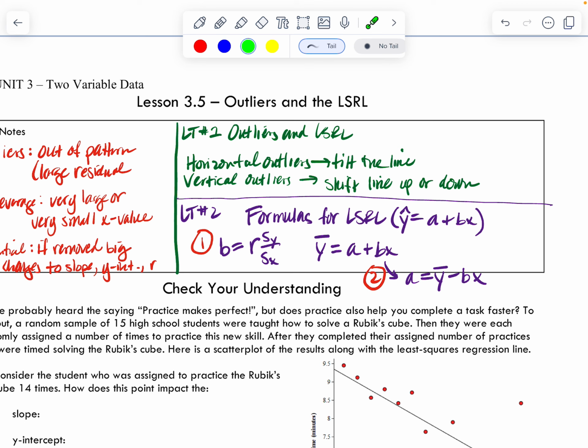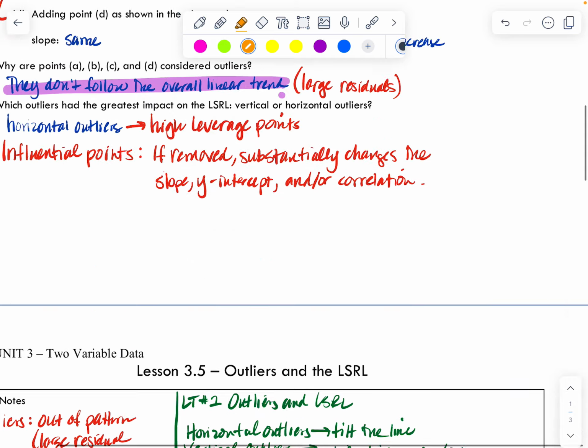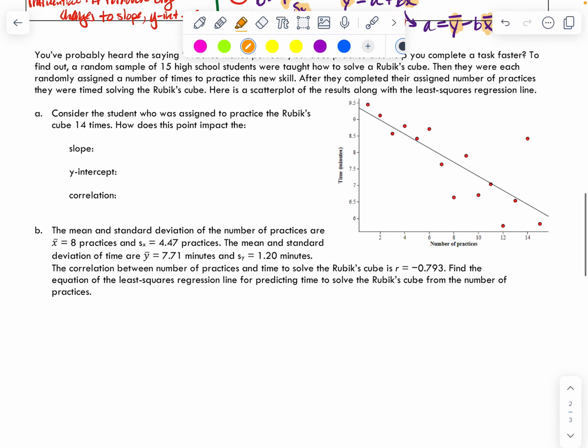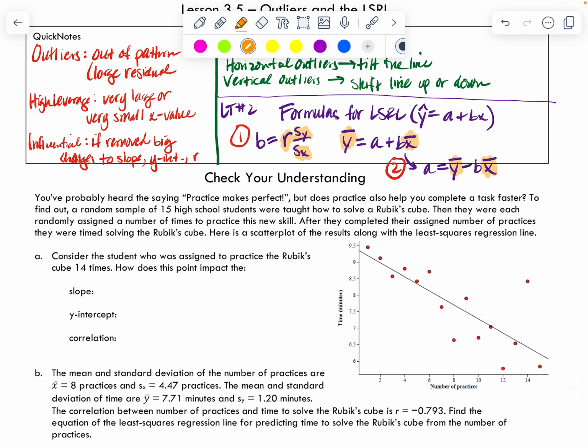When you are asked to use these formulas, you will be given everything that's highlighted. So you'll be given r, the standard deviation of y's, the standard deviation of x's, and you will be given, sorry, this should have an x bar on it, x bar and y bar. And your job is just to figure out what b and a are. All right. Go ahead and work through the check your understanding, and we will go over that in class on Thursday.